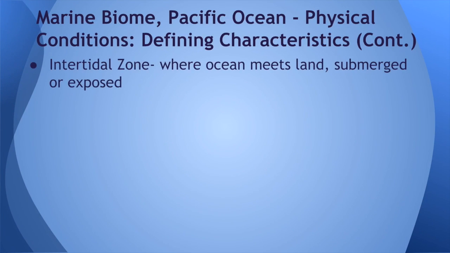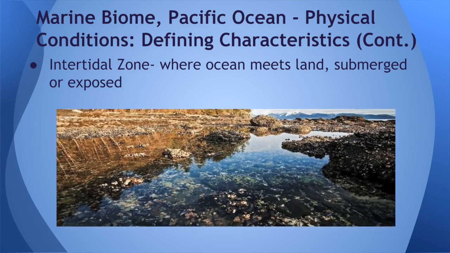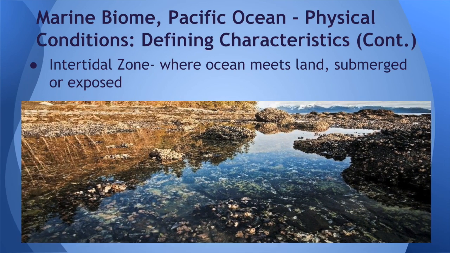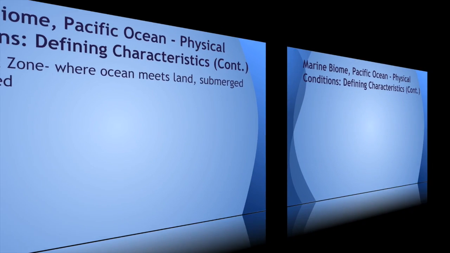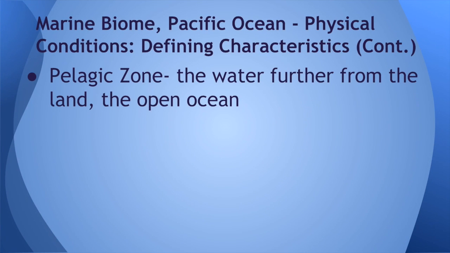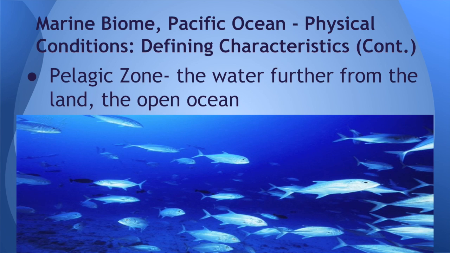There are 4 different zones of the ocean. The intertidal zone is the zone where the ocean meets the land, submerged or exposed. Here is a picture of the intertidal zone. The second zone is the pelagic zone, which is the water further from the land or the open ocean. And these are some fish that are swimming in the pelagic zone.